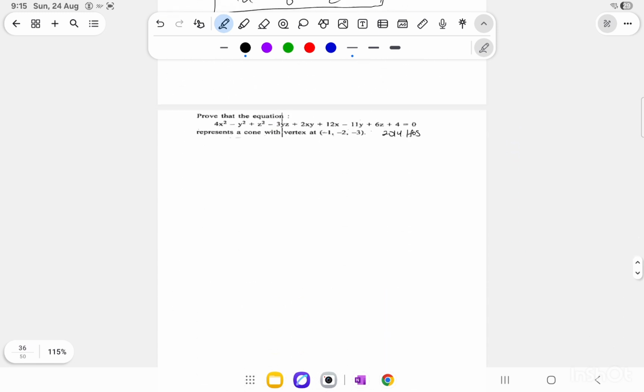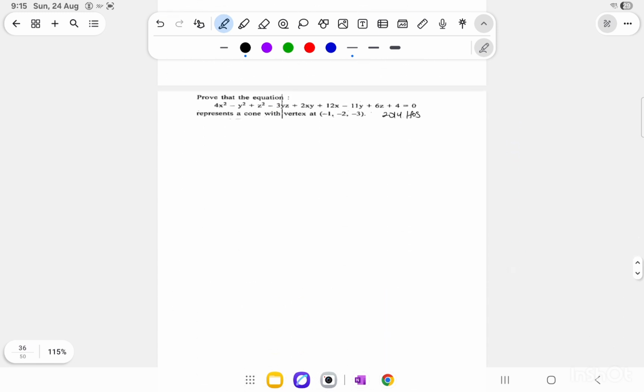So let's move on to the next question. The next question says to prove that the equation represents a cone with this as vertex. So there are basically two questions. First, we are supposed to show that this represents a cone, and second, we are supposed to find the vertex of it. So first, let us see if this represents a cone.